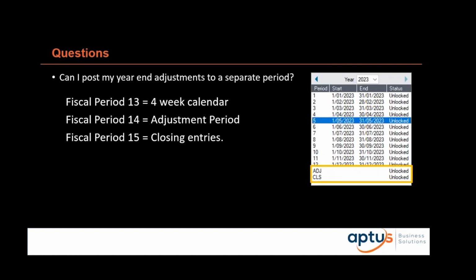Other questions might be, can I post my year-end adjustments into a separate period? You may or may not be familiar, but Sage 300 has a number of other periods that you may not have utilised. It does reserve a fiscal period 13 if you're running a 4-week calendar. It can also have an adjustment period, which is recognised in the database as fiscal period 14, and fiscal period 15 is for closing entries only.